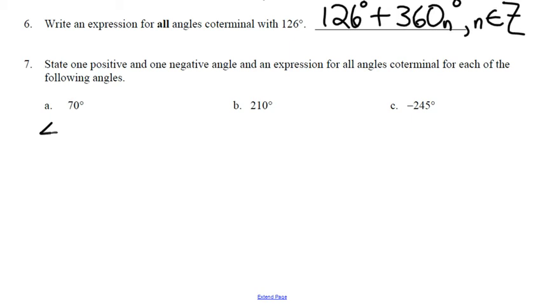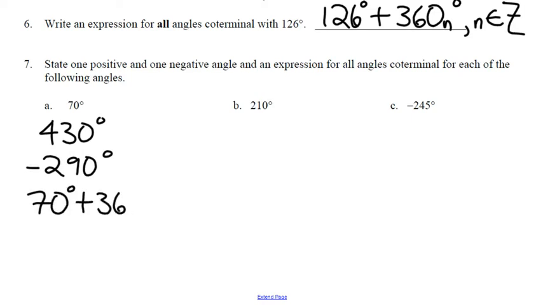70. 430. And minus 290. And what's the general? Plus 360n degrees, where n is an integer, right? So any integer multiple. You can put a 0 in there, you just get your 70. You put a 1 in there, you get your 430. You put a -1, you get negative 290. You put a 1086, you get some other number which is coterminal.